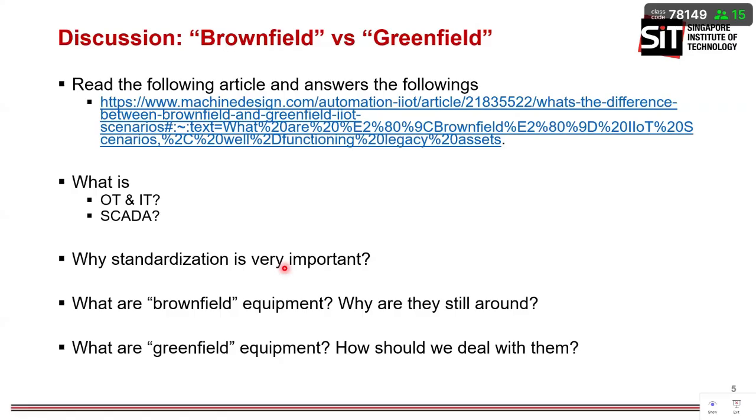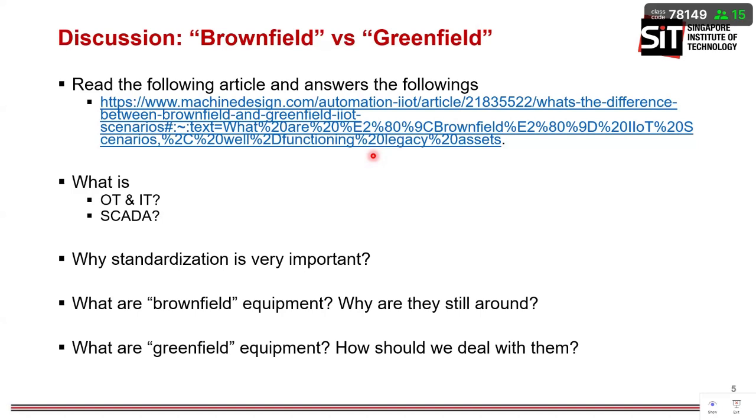Okay, brownfield equipment. I think the question asked in the group chat was, why are they still around? Because this is a time of transition. We still have old equipment around. It is too expensive to upgrade everything, and sometimes it can be costly. Therefore, in the article itself, they have described why it is a problem and so on, and is it really cheaper to replace all the equipment, or should you then integrate legacy equipment with new features?